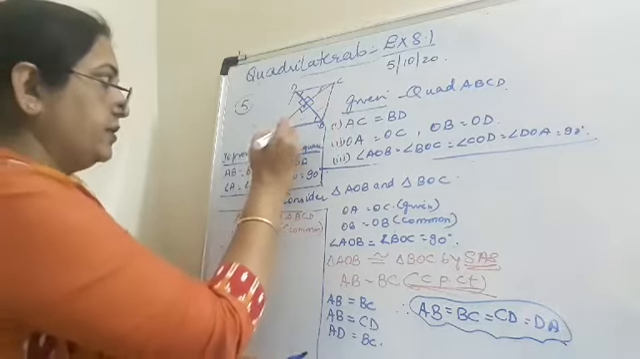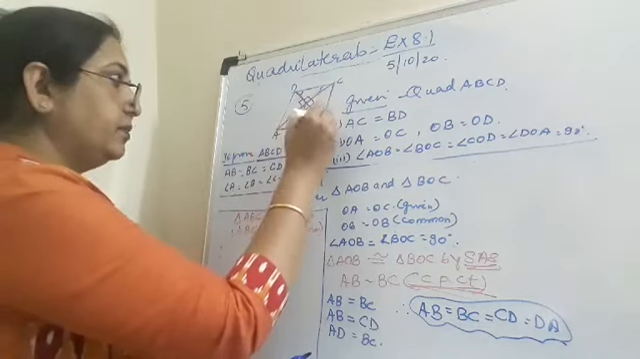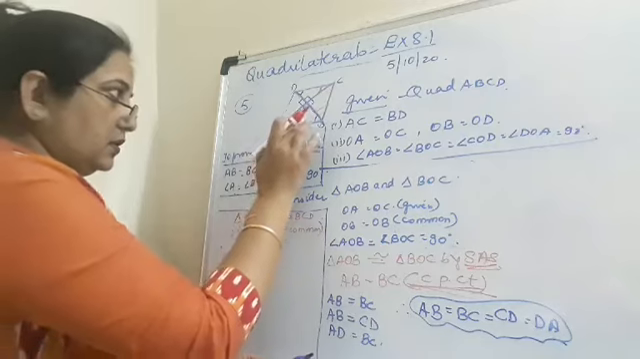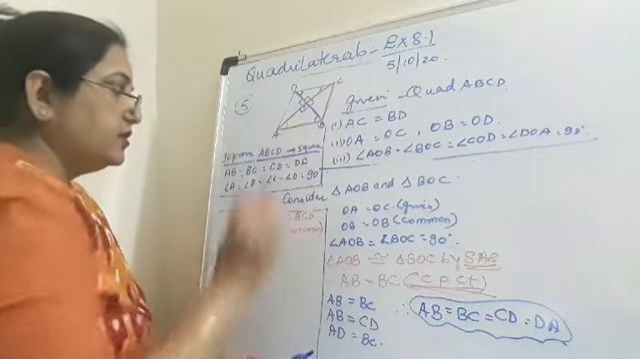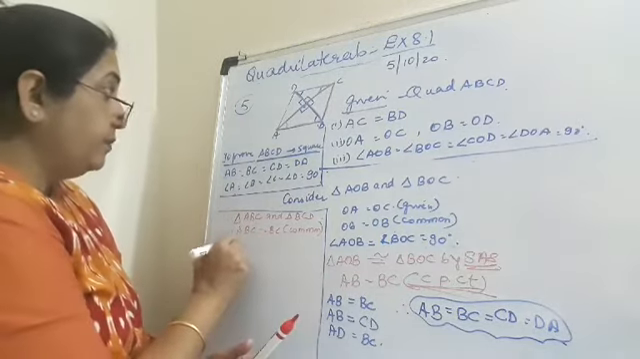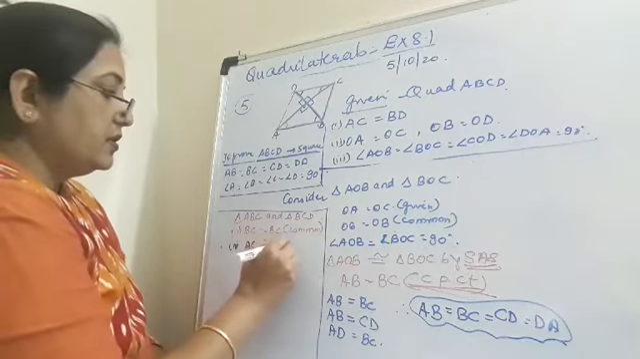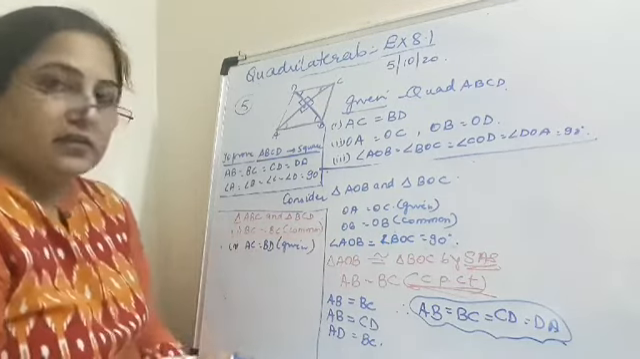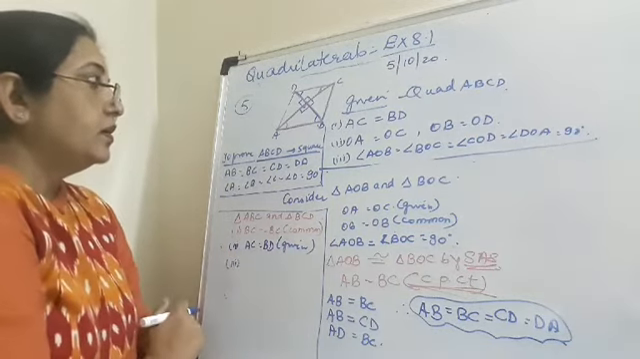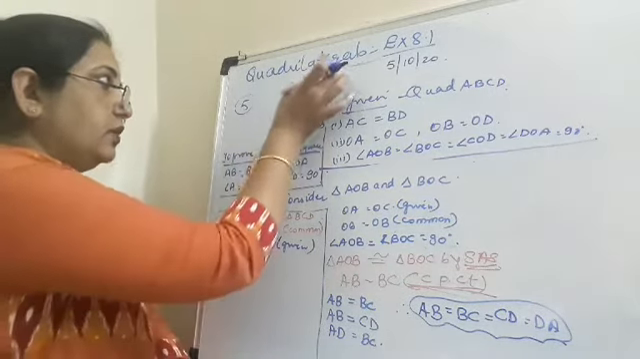Now, this one, ABC, let me highlight it. ABC, this, and BCD. So when you compare these two triangles, children, you will understand that BC is a common side. Then secondly, AC is equal to BD, given, because it is saying that the diagonals are equal in length. And the third point is, what? We have proved that AB is equal to CD.